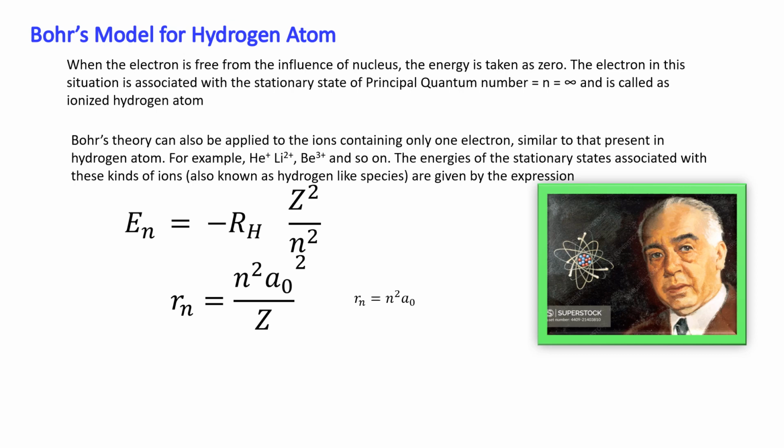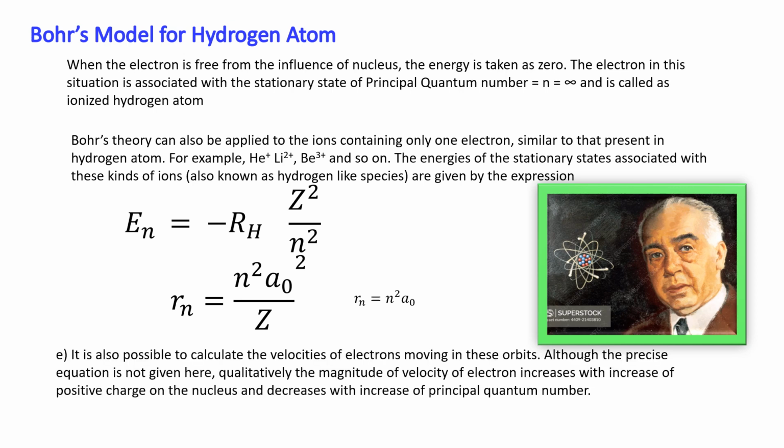Bohr also explained the velocity of electrons, that is, the calculation of the velocity of electrons. A precise value is not possible for a moving object, so he explained the magnitude of the approximate value of velocities of electrons. If the number of protons in the nucleus increases, the velocity of the electrons increases. If the principal quantum number increases, the velocity of the electron decreases. These are the postulates of Bohr's model for hydrogen atom.